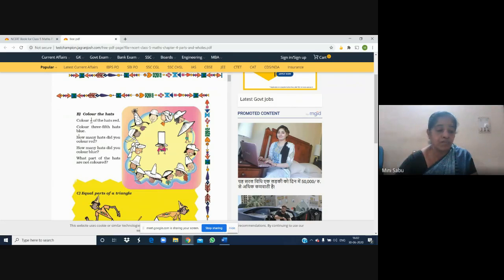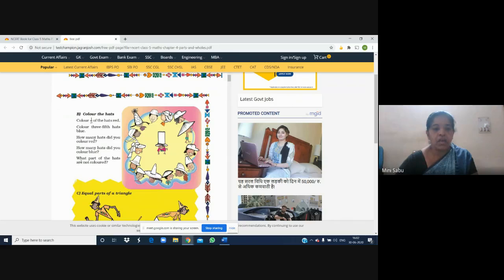3/5 of 15. This we have already learned. How do you find out 3/5 of 15? 15 divided by 5. Your answer is 3. 3 into 3. It is 9. That means how many hats will you color blue? You will color 9 hats blue and 5 hats red. Total how many hats? 9 plus 5? 14. How many hats are there total? 15. That means one hat will remain without color.